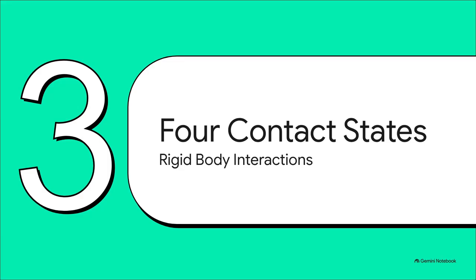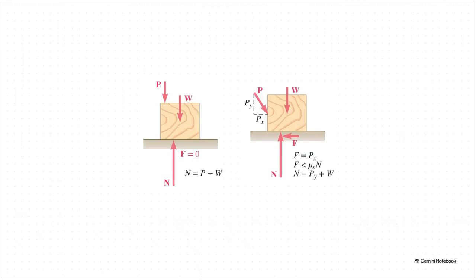Section 3, the 4 contact situations. Let's visualize the 4 distinct physical states a rigid body can experience when resting on a surface. First up, we have a state of zero friction. This happens when the applied forces are perfectly vertical. Remember, friction only exists to oppose lateral movement.